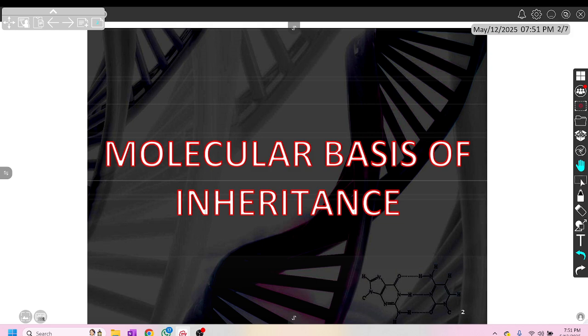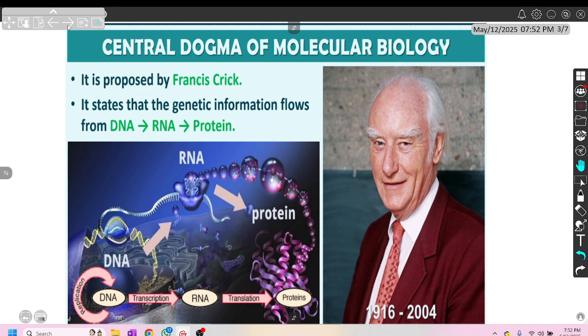Today we are going to discuss the most important and one of the difficult chapters of our plus 2 biology syllabus, that is molecular basis of inheritance. So today we are going to discuss an important experiment from this chapter, and this experiment is regarding DNA replication. So first we are going to discuss what is central dogma.